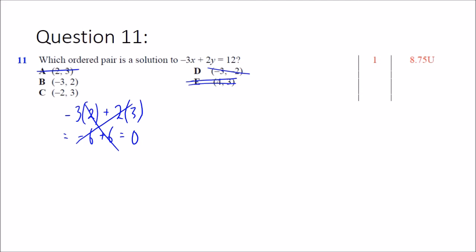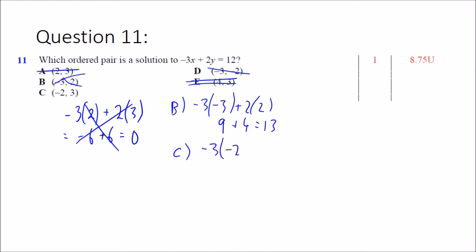Okay, with B, if I substitute that one in, minus 3 times minus 3 is plus 9, plus 2 times 2 is 4, so that's 13. So close but no cigar, as they say. So we're actually only left with C, but we can also show that that does work. So minus 3 times minus 2 plus 2 times positive 3 equals, so minus 3 times minus 2 is plus 6, 2 times 3 is 6, and this equals 12. So C is our correct answer for question 11.